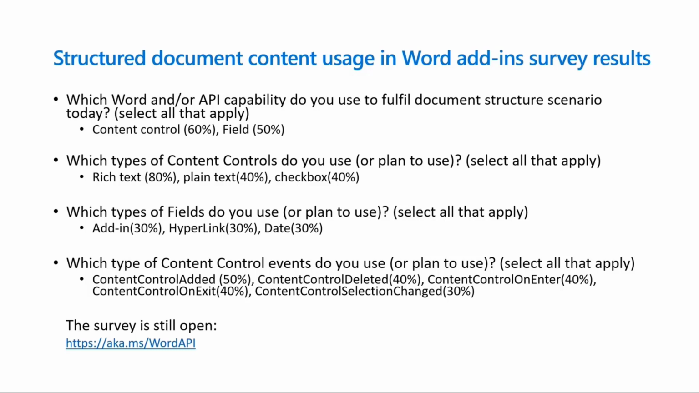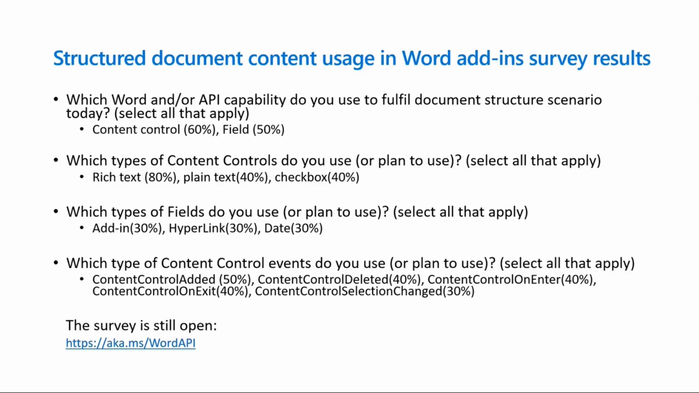For content controls, we asked what types of content controls users are using. Rich text, no doubt, is number one, and plain text is number two, and checkbox is also number two. I didn't put the other votes here. I just selected the top ones that I think are important, because from our priority, maybe these are something we will consider first for future development. For fields, the add-in type of field and the hyperlink are the most voted, and also date.